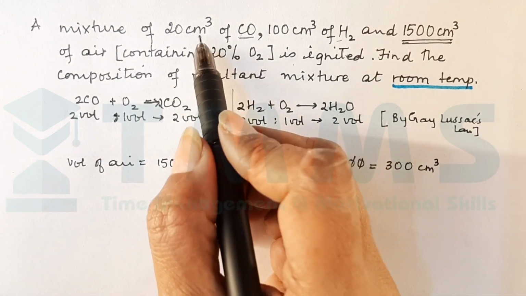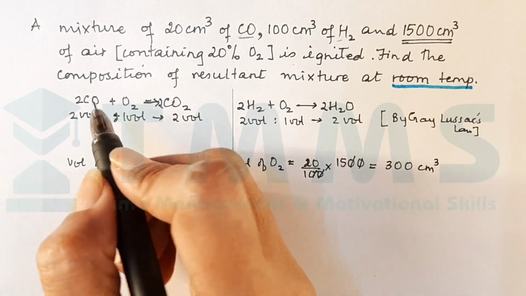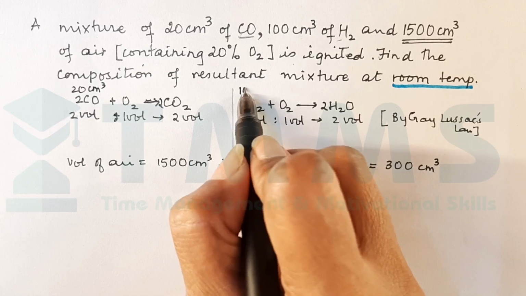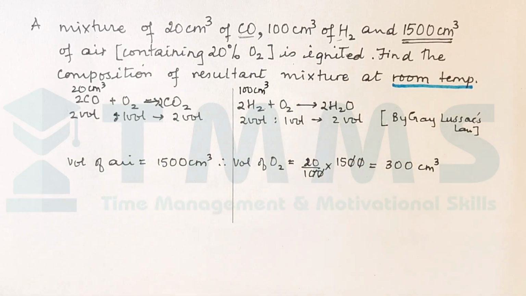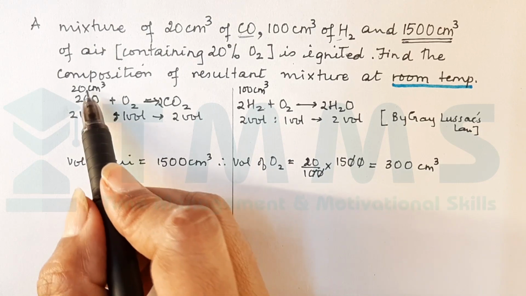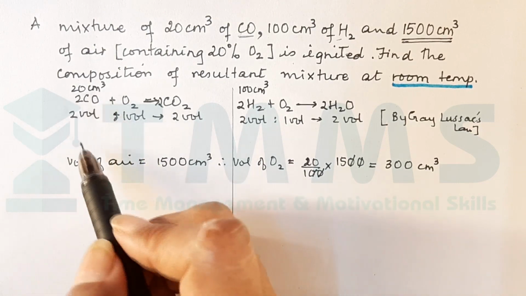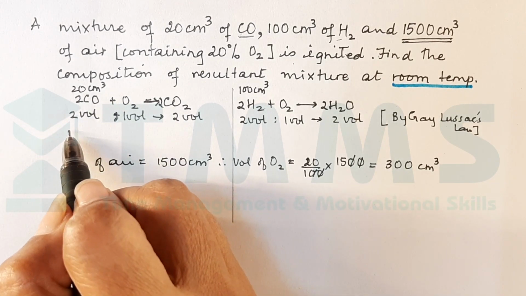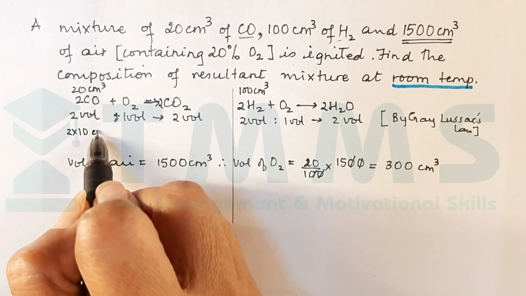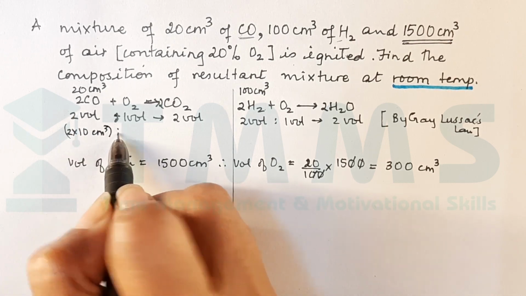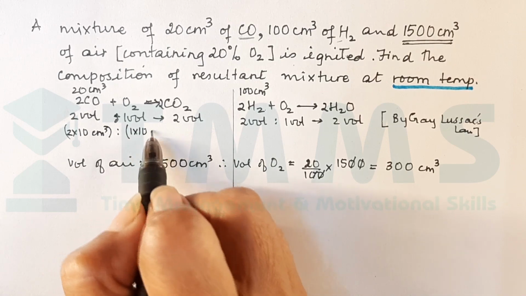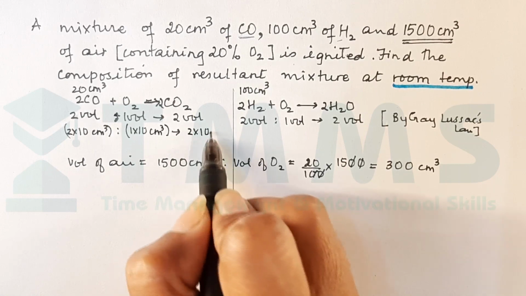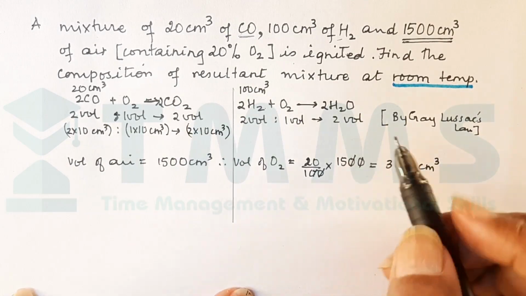You have written this, but we have to write the data that is given also. So 20 centimeter cube should be written here, and here 100 centimeter cube should be written here. Now let us look at what is given. 2 volumes are 20 centimeter cube. You can do this mentally. So 1 volume becomes 10 centimeter cube. So we have 2 multiplied by 10 centimeter cube is to here we will write 1 into 10 centimeter cube gives 2 into 10 centimeter cube by Gay-Lussac's law.